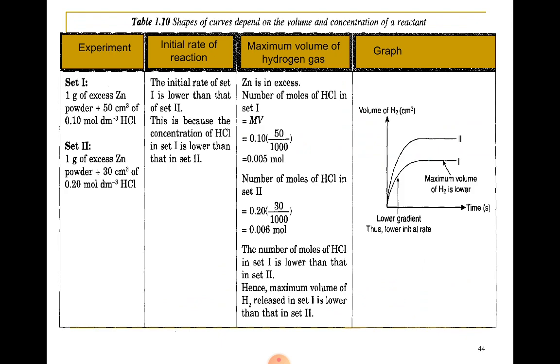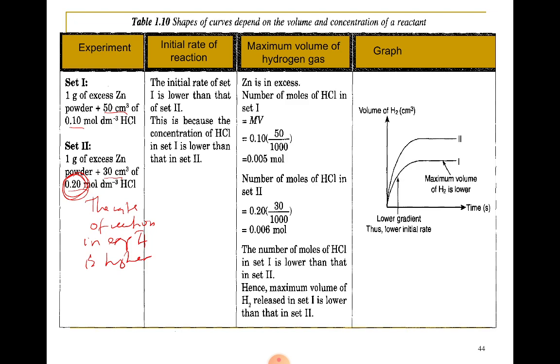1 gram of the excess zinc powder. Okay, kita ada zinc powder, 15 cm3 0.1 mol dm negative 3 HCl. Set 2 pula kita ada 1 gram excess zinc dengan 13 cm3 of 0.2. Okay, kalau kita nak tengok kadar tindak balas yang lebih tinggi, dah tentulah yang inilah. Yang ni kadar tindak balas dia lebih tinggi. So the rate of reaction in experiment 2 is higher lah.